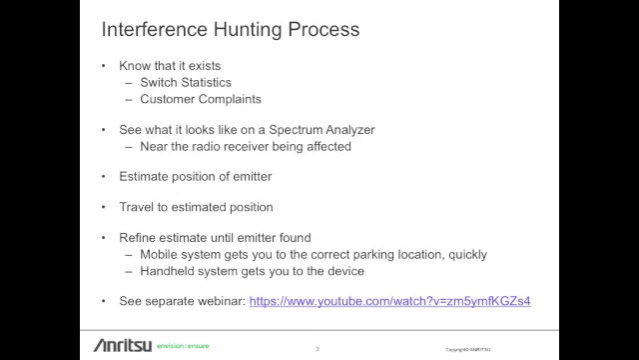Next step is seeing what the spectrum looks like on a spectrum analyzer. That's really a good clue about what the signal is and where it is and what to do to find it. And from there, we estimate the position to give us an idea of where to go, travel that estimated position, and then start refining that estimate until I can park my vehicle. Then I get out and use a handheld system to go find the actual emitter. As I mentioned, we've got a separate webinar on this very topic, and there's a link to it right there.